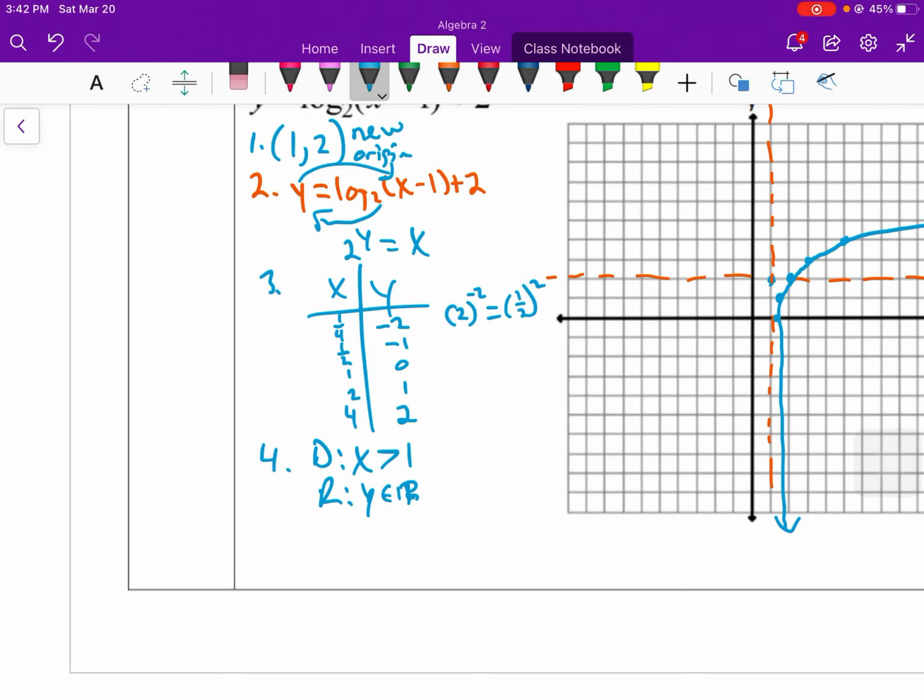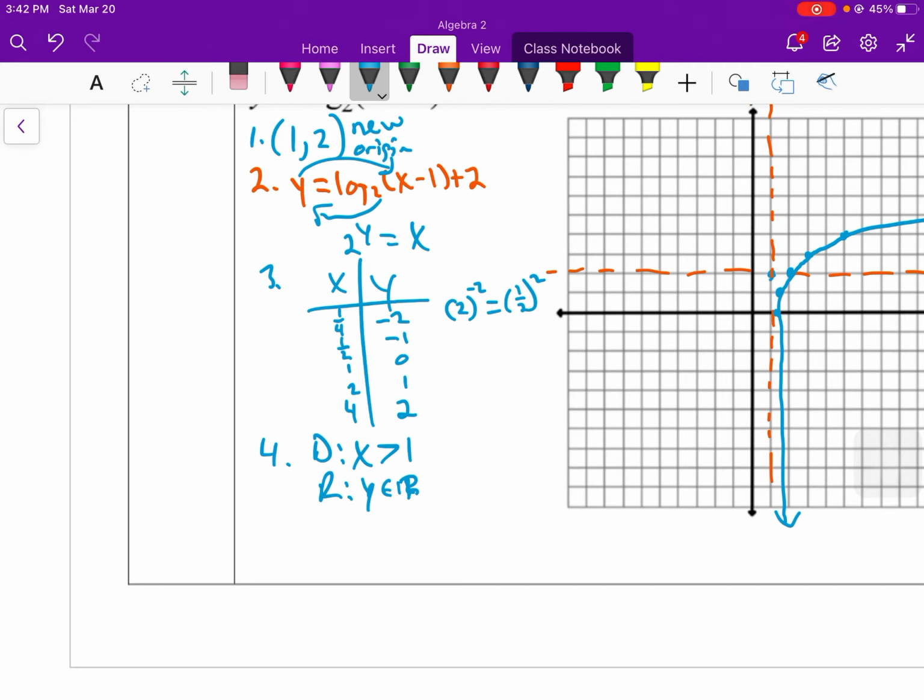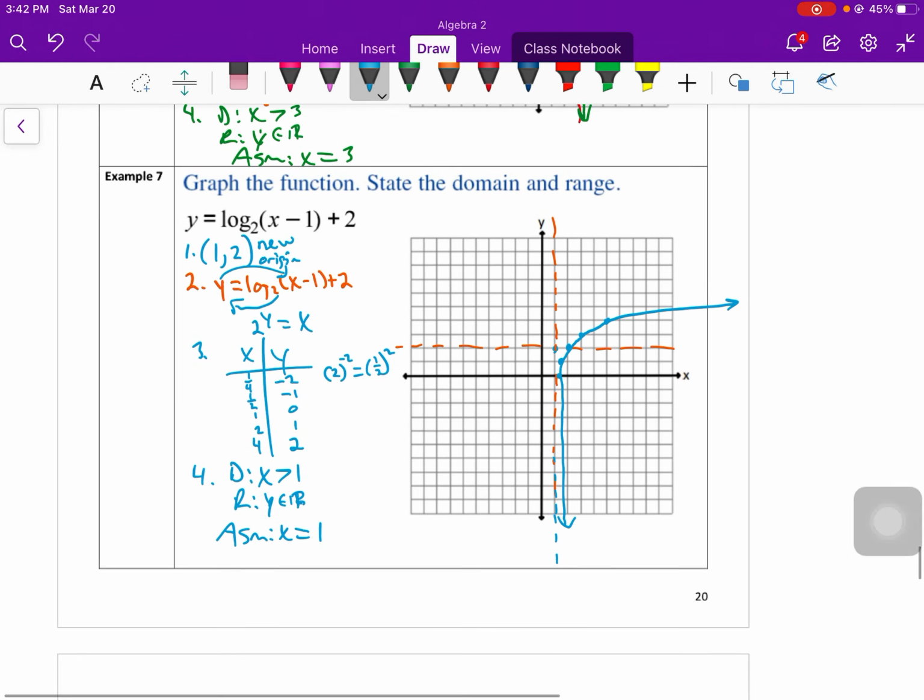Notice how they're inverses of what they were for the exponential functions, whether it's growth or decay. And my asymptote is x equals whatever this asymptote is, because this function will never touch it. It'll approach it forever. That line is x equals 1. Okay.